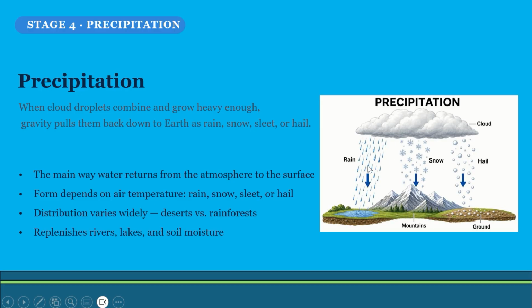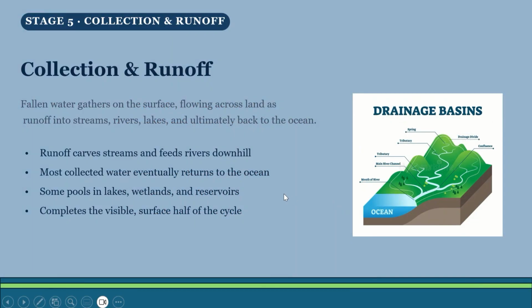So that's how precipitation occurs. The last stage of the water cycle is collection and runoff. Now, what do we mean by collection and runoff? It is the falling water gathering on the surface, flowing across the land as runoff into streams.